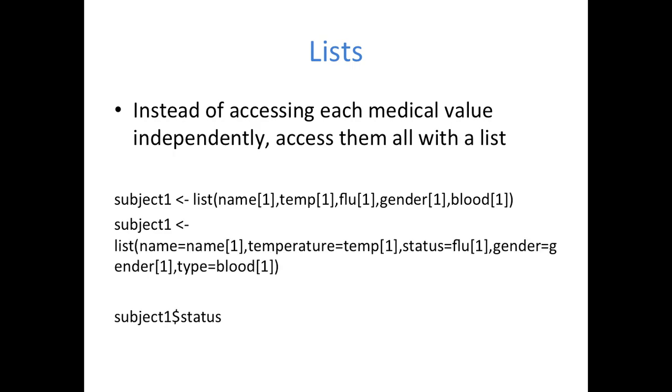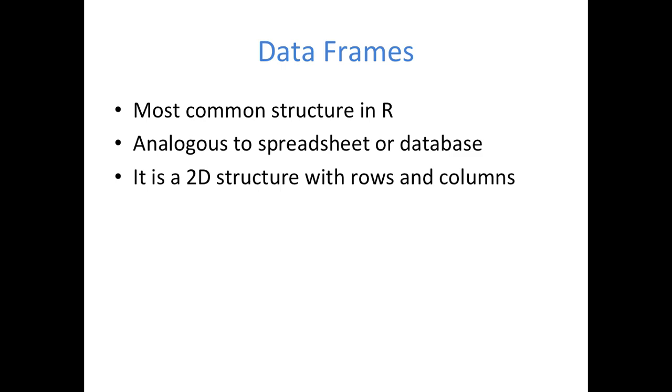Okay, and in fact, we can even name the variables. So the list will have, in this case, we're saying that we're creating a list that has a variable named name, a variable named temperature, a variable named status, a variable named gender, and a variable named type. Okay, and basically, if we repeat this for all the subjects, then what we'll have is one list per subject. You can try that.